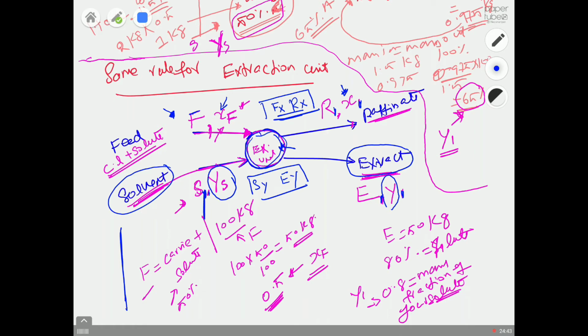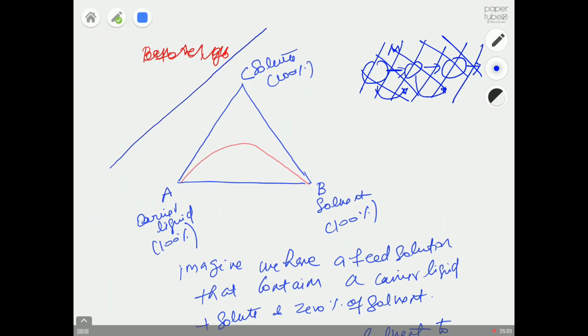So I'm going to solve some equations using the law of conservation of mass. But before doing that, I'm going to show you something that we need to consider on a ternary diagram. So you all know this is the ternary diagram.